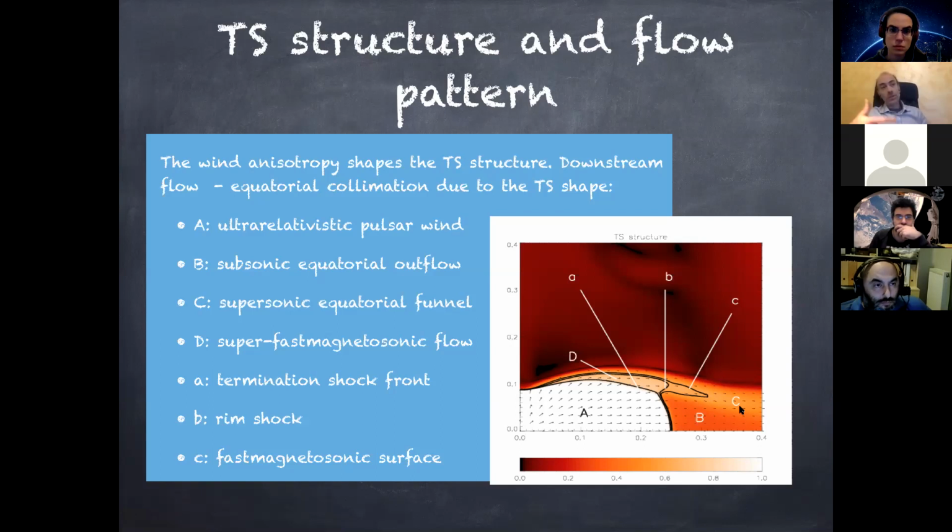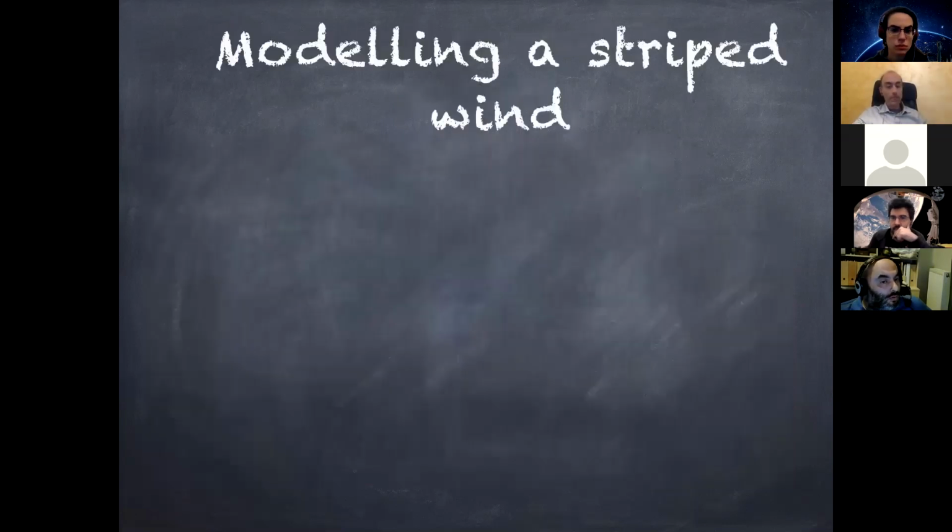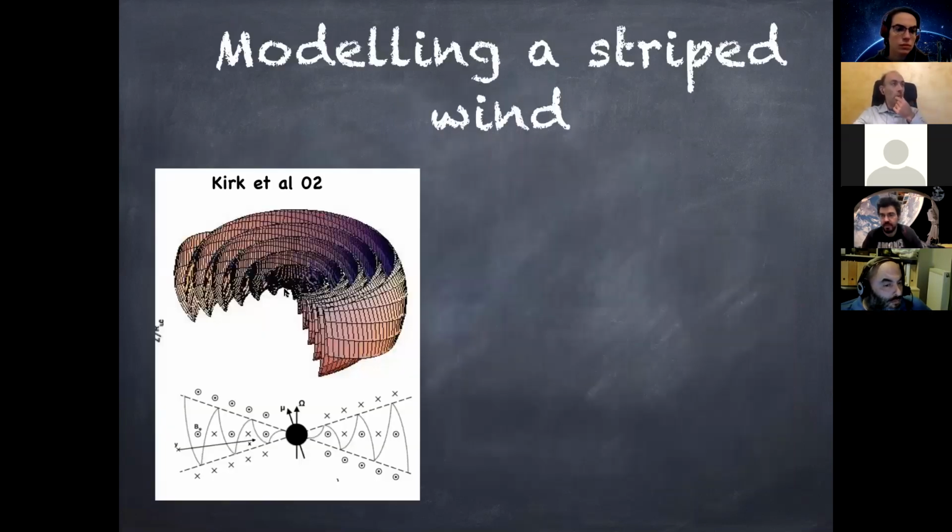And then you can try to match this emission pattern with what you observe and translate these into the properties of the underlying wind. So for example, let's consider a case of a striped wind. So this is your wind model. You have the pulsar here. The pulsar has a magnetic axis which is not aligned with the rotation axis.